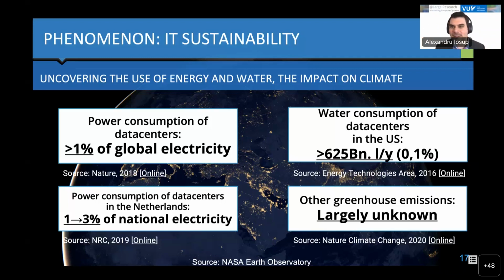So electricity is a big issue. IT infrastructure consumes lots of it. Much of it gets produced in not very sustainable ways. But there are also many other impacts in terms of climate that we still don't know that much about.